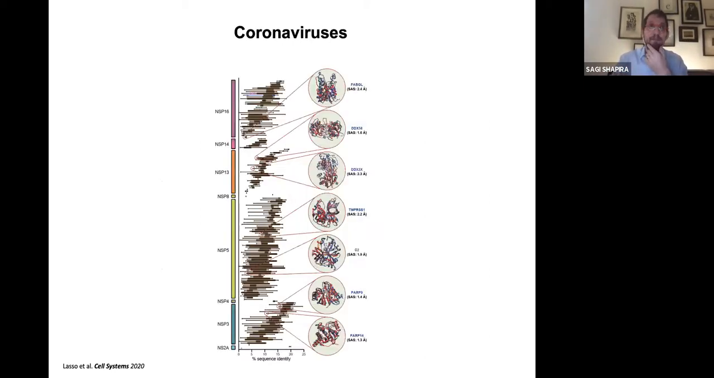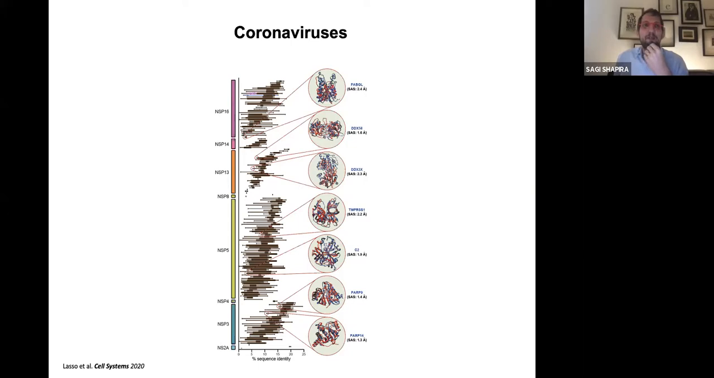So what does it mean for people? Well, turns out that, as I said, viruses are very good at this, and they explore structure space very efficiently because they mutate so rapidly.